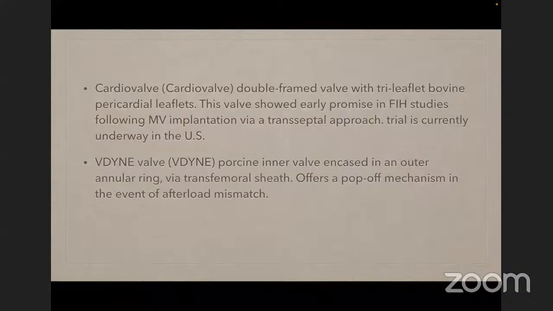The other types are still not in use, but still under trials. CardioValve is a double-framed valve with tri-leaflets and bovine pericardial leaflets. This valve showed early promise in first-in-human studies following mitral valve implantation via transseptal approach. Now its trial is currently underway in the US. VDyne valve is a porcine inner valve encased in an outer annular ring, via transfemoral sheath. This valve offers a pop-off mechanism in the event of afterload mismatch.